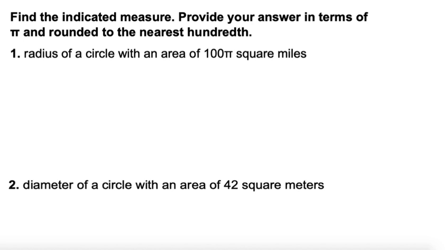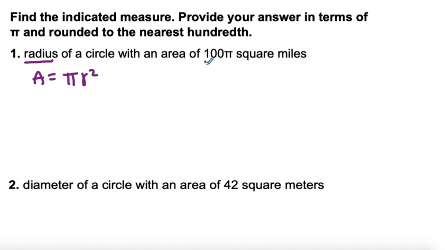So in these two problems, we're going to find the indicated measure and provide our answers in terms of pi and rounded to the nearest hundredth. So it's going to be really similar to those problems that we did yesterday. So for this first one, it asks us to find the radius of a circle with an area of 100 pi square miles. Well, I know that the formula for this is that my area is equal to pi r squared.